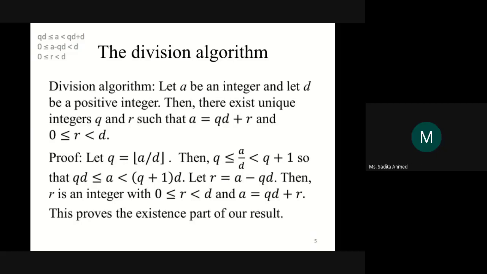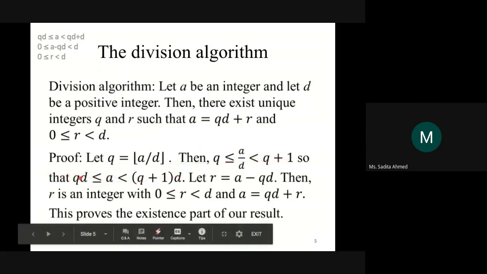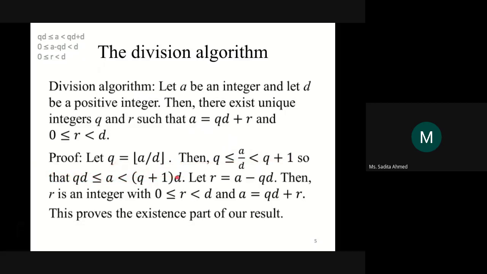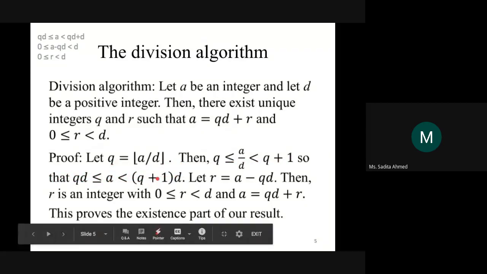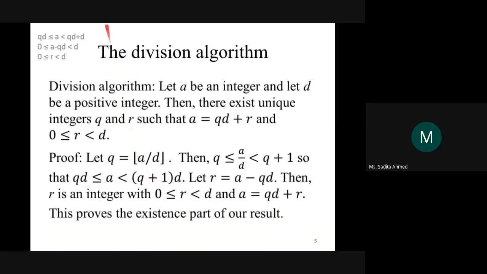Yes, miss. Okay. All right. In that case, what we will do is we will multiply all sides with d. First, we'll multiply all sides with d. So here we'll get q multiplied with d, so we get qd. Here a by d multiplied with d gives us a. And here we get q plus 1 multiplied with d. So we get this equation basically: qd less than equal to a less than q plus 1 into d. All sides here we multiply d simply. So this is the expression we have from there, right? qd less than equal to a less than qd plus d, right?